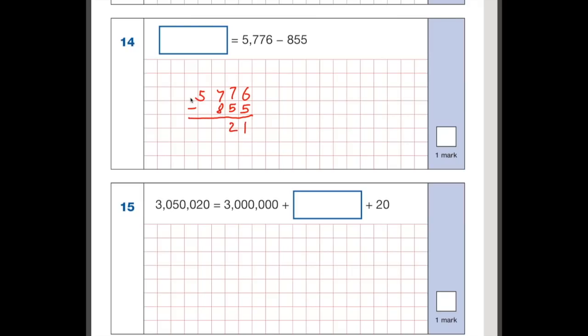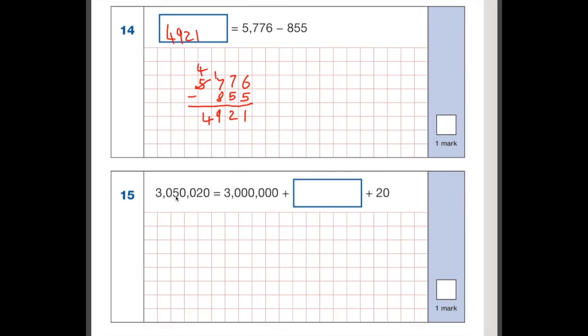7 minus 8 we can't do, so we'll borrow from our next door neighbour. 17 take away 8 is 9. 4 take away nothing is 4. So the answer is 4,921.